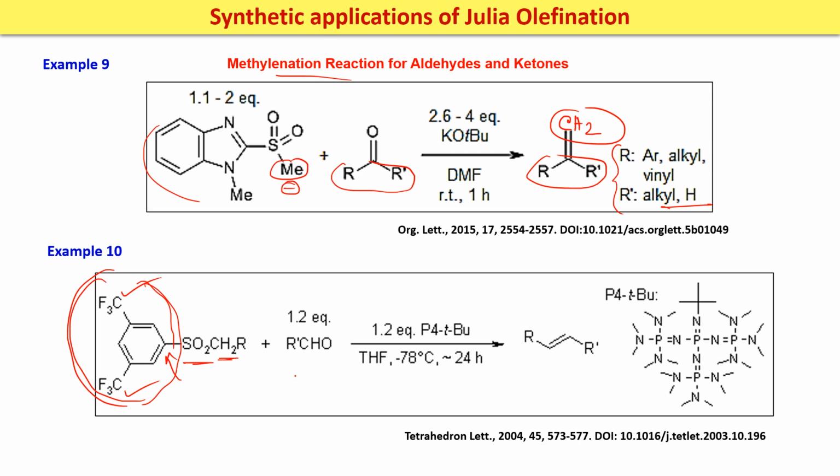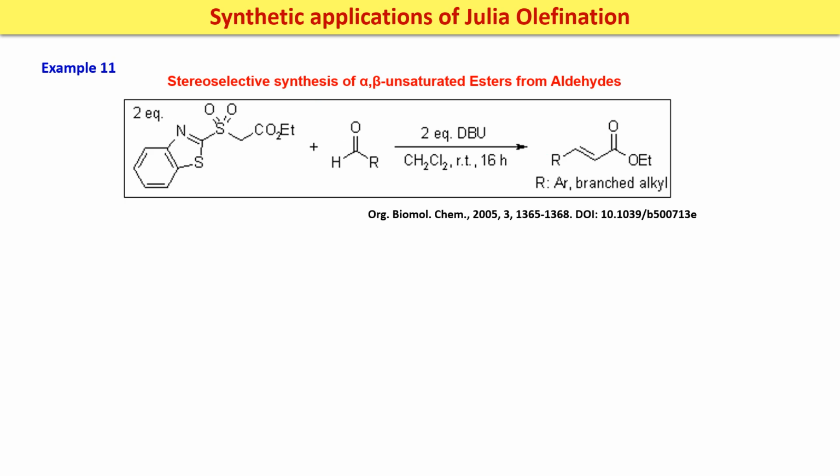So here we have this 3-CF3, 2-CF3 substituted benzene ring attached to SO2, and the other reactant is an aldehyde, and we are getting the E alkene. Here a P4-tBu type of base is used. As you can see in the detailed structure, it is a phosphazene type of base, a new type of base used here. The reference is also given. As I have said, in the description box you will get all the references. I will mention all of them.